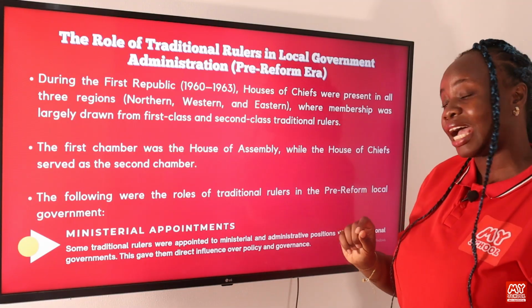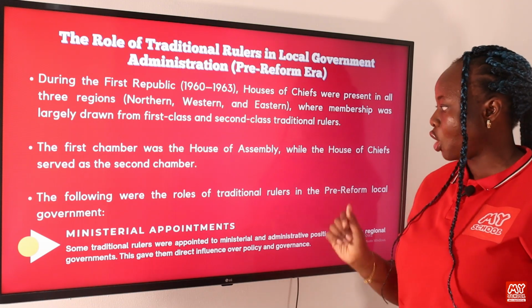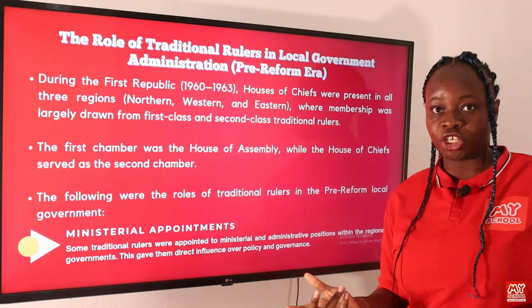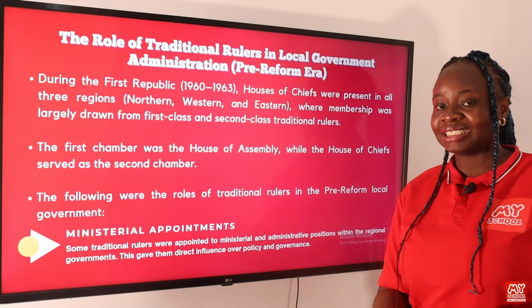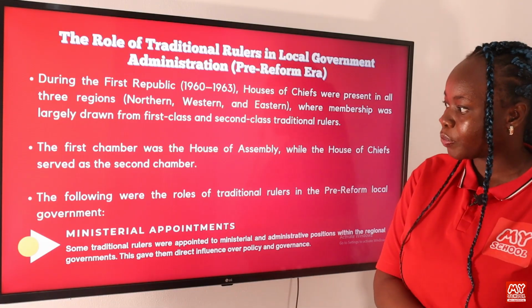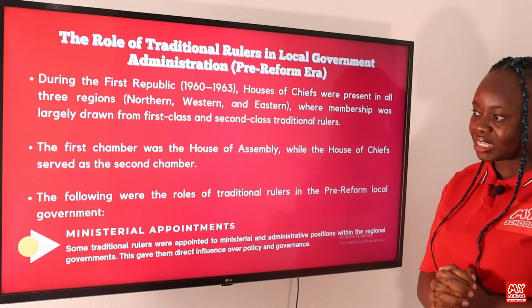So the first chamber was the House of Assembly, made up of elected officials, people who were elected by the citizens. While the House of Chiefs served as the second chamber, most of the members of the House of Chiefs were not elected, but they were appointed using a traditional system. So the following were the roles of traditional rulers in the pre-reform local governments.